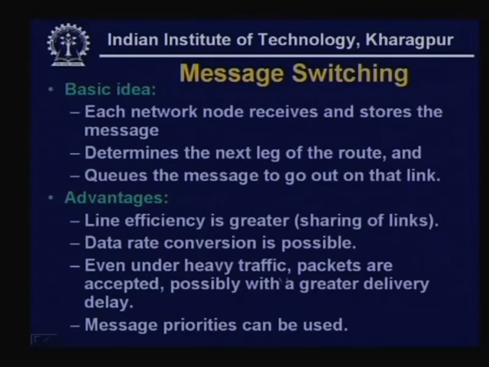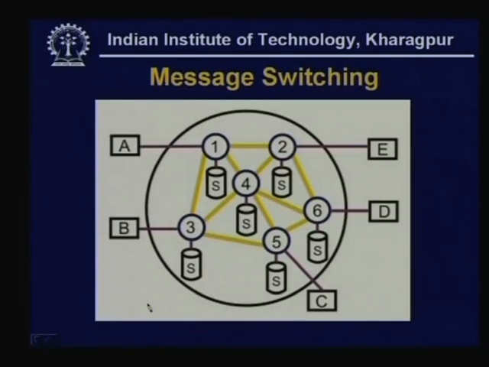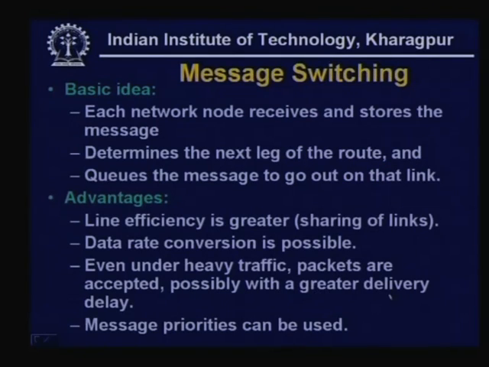So even under heavy traffic, packets are accepted possibly with a greater delivery delay. That means in this particular case, in case of circuit switching, in case of heavy load, a path may not be available, it may be blocked. But in case of message switching, if there is heavy load, then still this node will keep on accepting messages. However, the delivery will be delayed, and delay will take place in the delivery, but the packets will be accepted, and the outcome is the delay, nothing more than that.